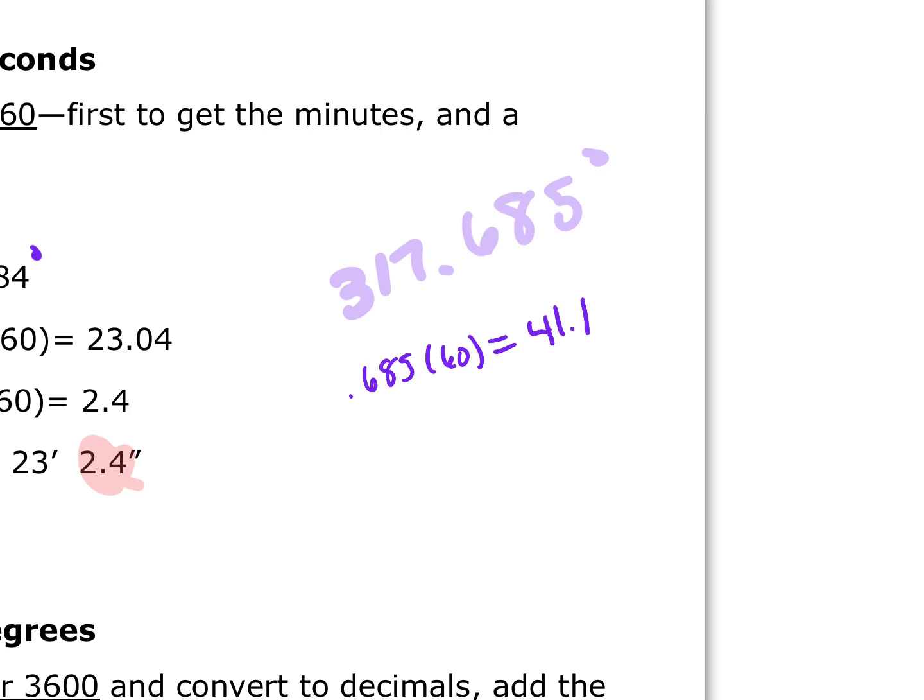So we can start writing this out. We know we have 317 degrees. We're going to have 41 minutes. And then we take this 0.1 and multiply that by 60, and that gives us 6 seconds.